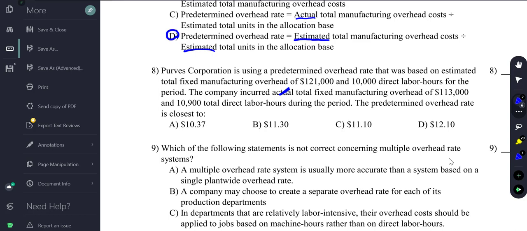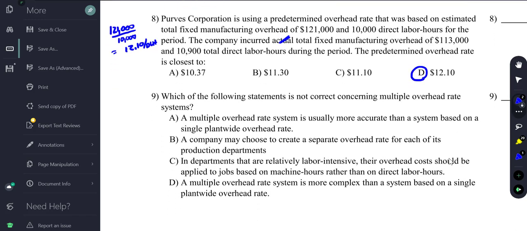So in this case, the rate is going to be 121,000 divided by 10,000 direct labor hours. So the rate is going to be $12.10 per direct labor hour. So when we're looking at this, the answer is going to be letter D. The thing to remember is when we're doing predetermined overhead rates, we're looking at estimated, not actual. So this is unnecessary information.